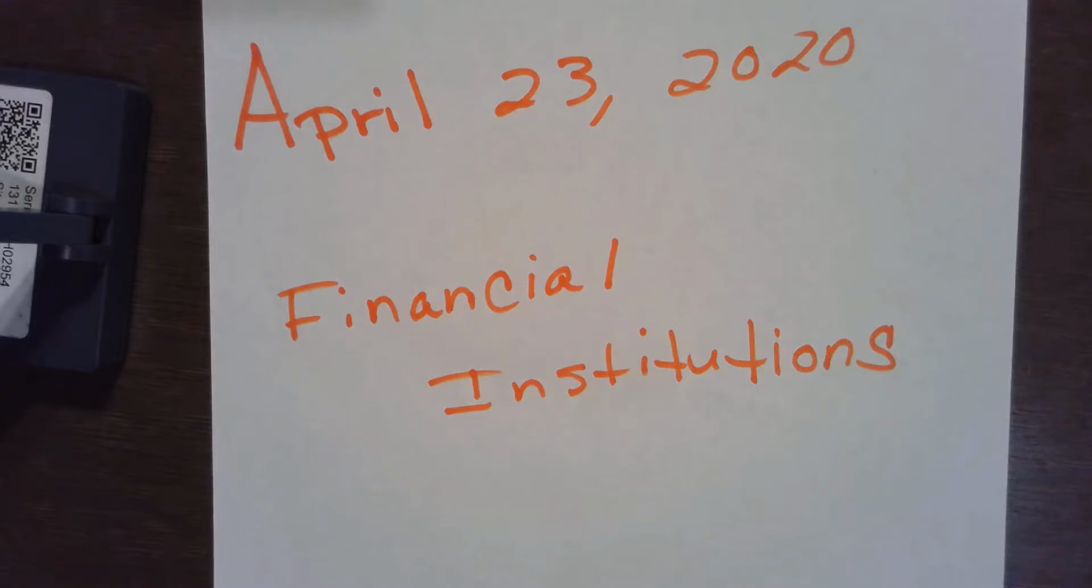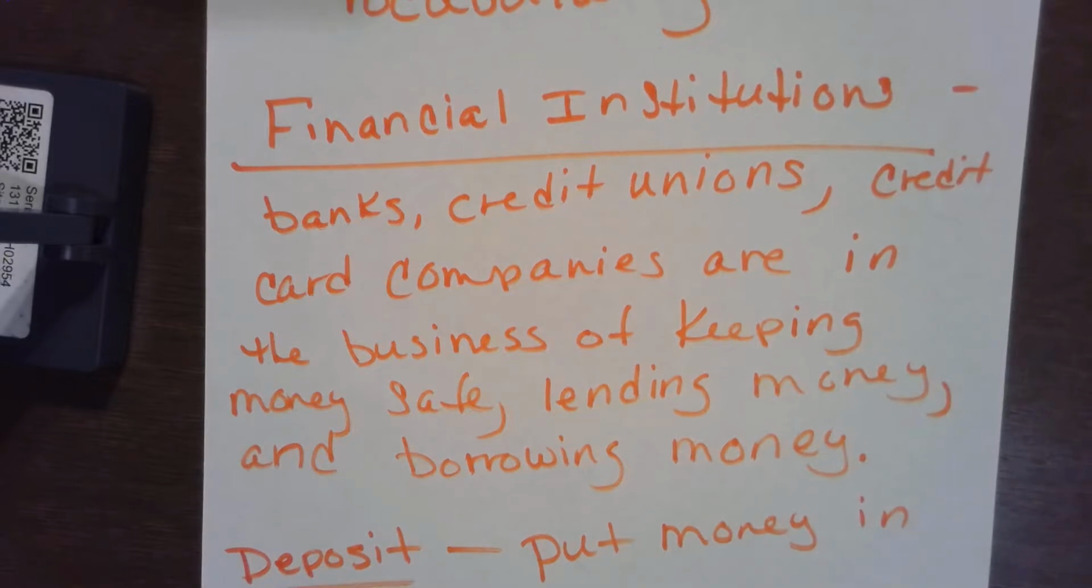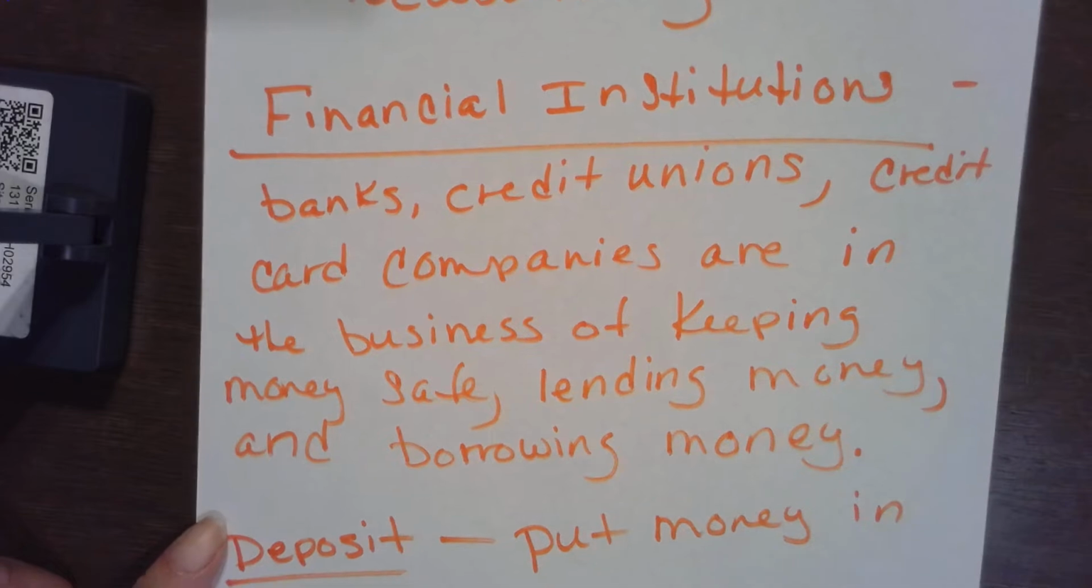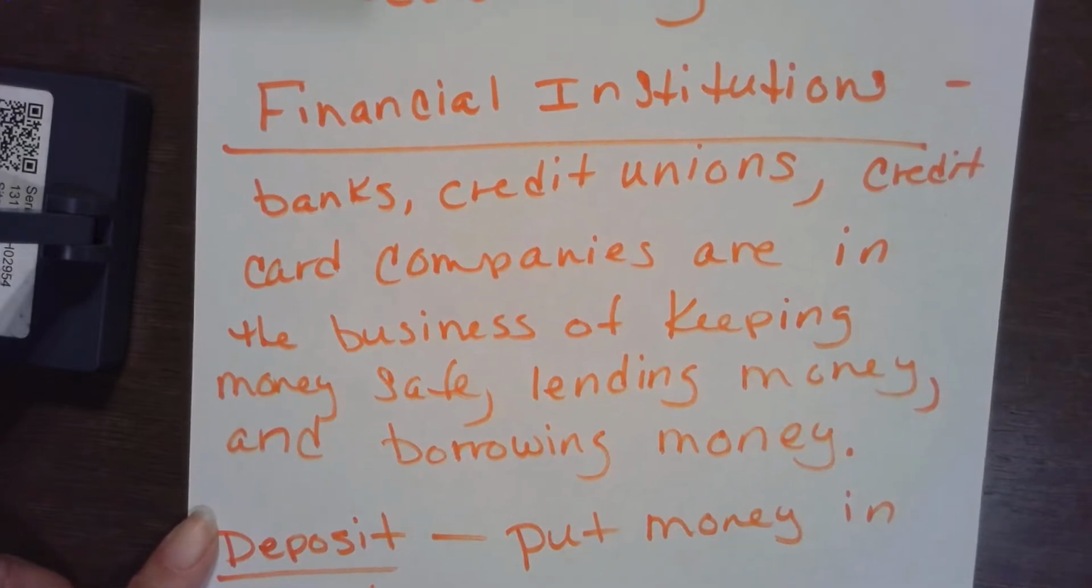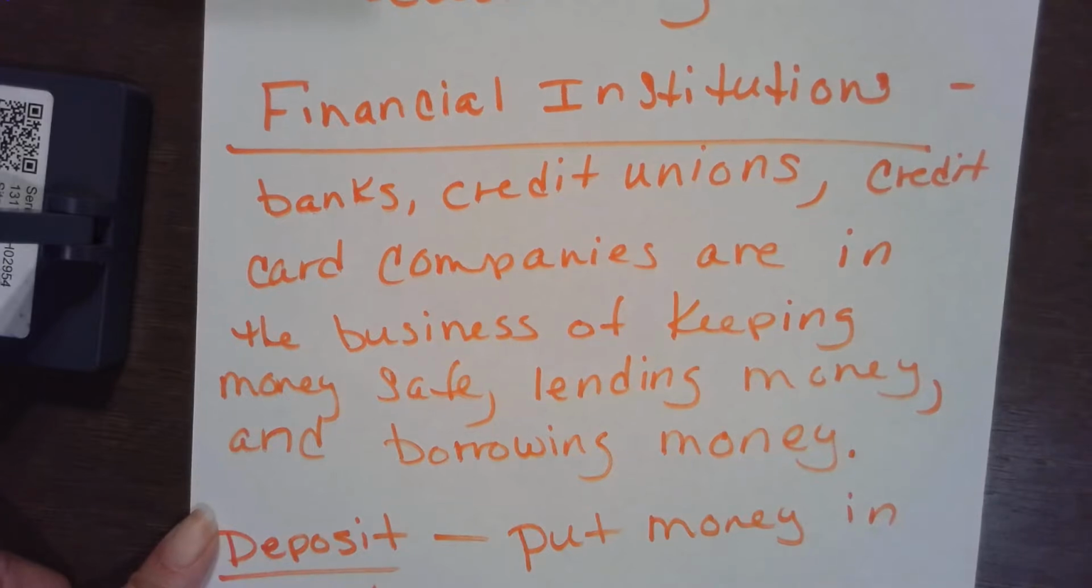We're going to start with our vocabulary. Alright, financial institutions are banks, credit unions, credit card companies, and they are in the business of keeping money safe, lending money, and borrowing money. A lot of people don't understand that banks actually do borrow money. They're borrowing your money when they're saving it for you, and they pay you to do that.